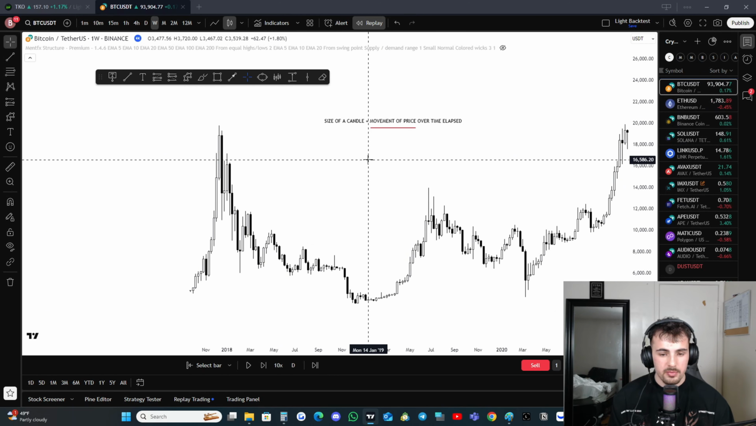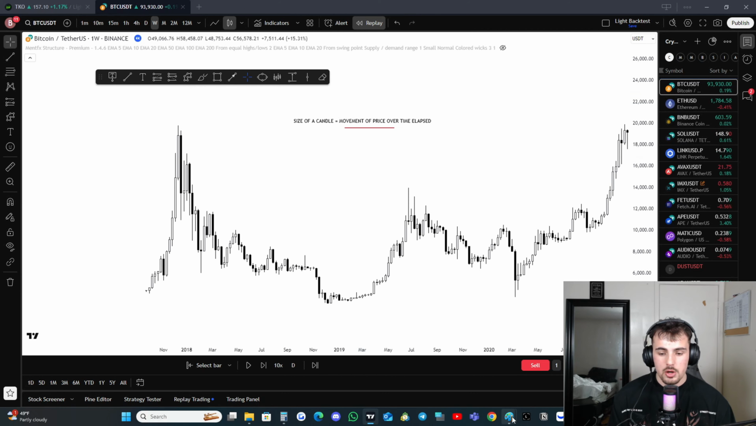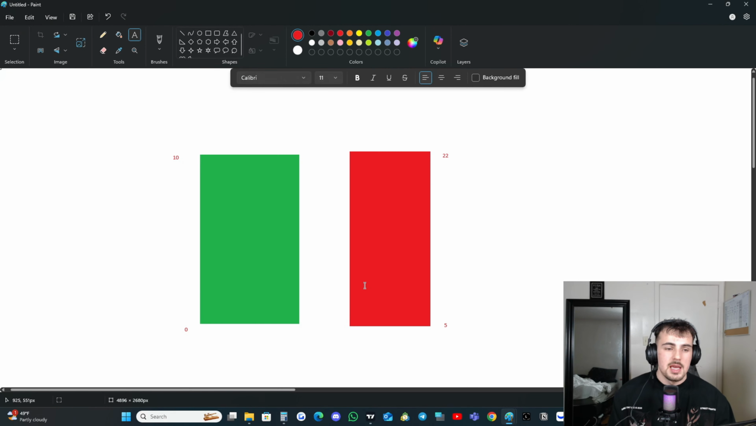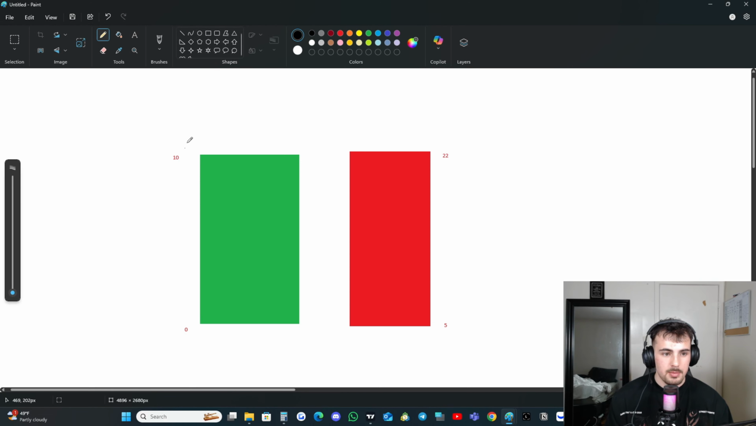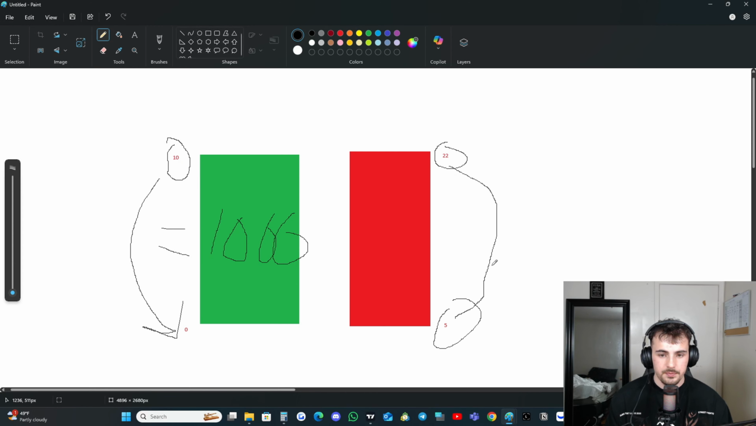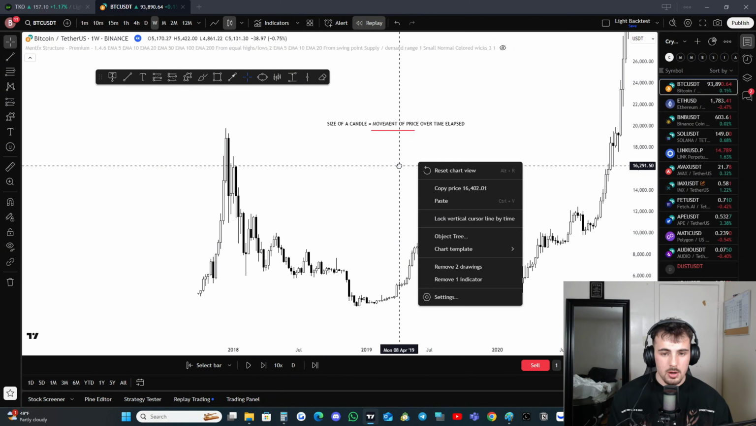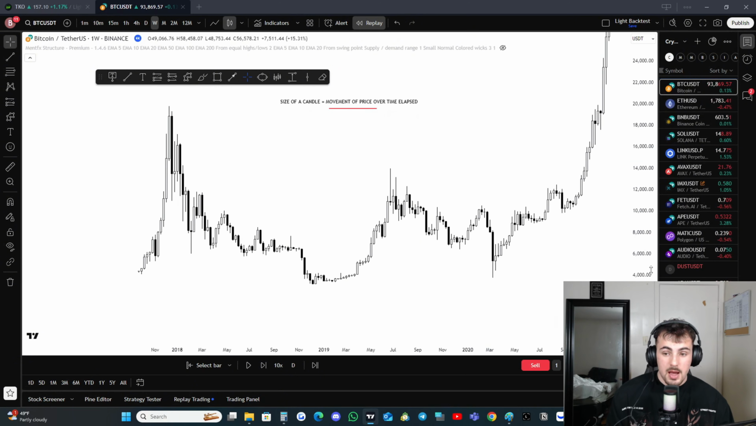But when it comes down to the movement of price, whether you're in a bullish candlestick or a bearish candlestick, you always take the top number and you subtract it by the bottom number, okay? Then this will give you the number in the middle. So 10, right? Then the movement of price on this one was 22 minus 5, and that's going to spit out 17. So the movement of price, you always take the top number subtracted by the bottom number.